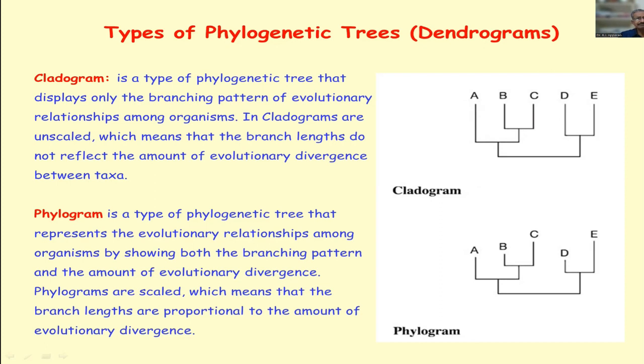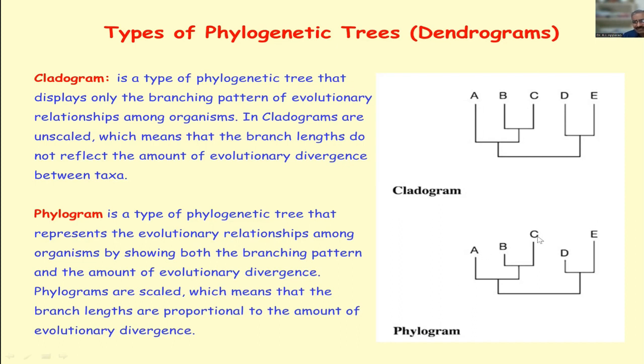You have a cladogram and phylogram. Both common names are dendrograms or phylogenetic trees. What is the difference here? You can see all A, B, C, D are in a single line. Why are they in a single line? The branch doesn't mean anything. Just to show, you have written. You cannot measure it. Its length will not tell you anything.